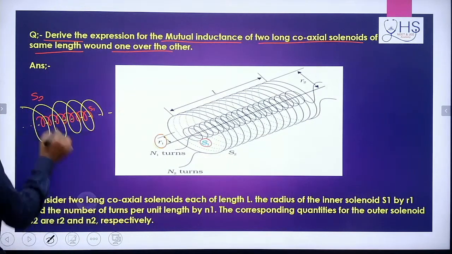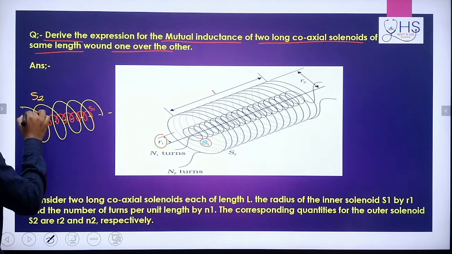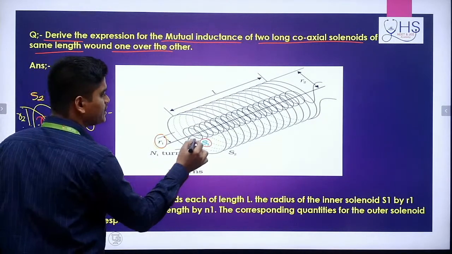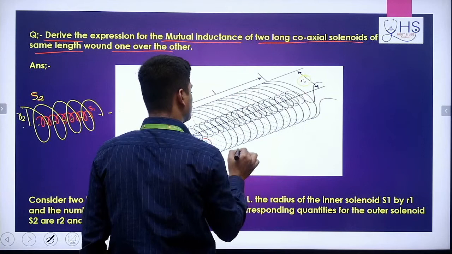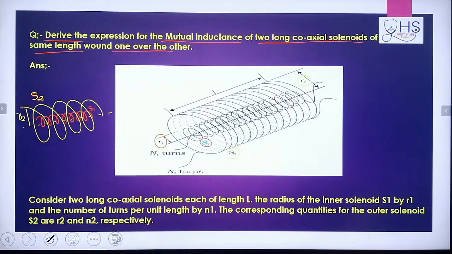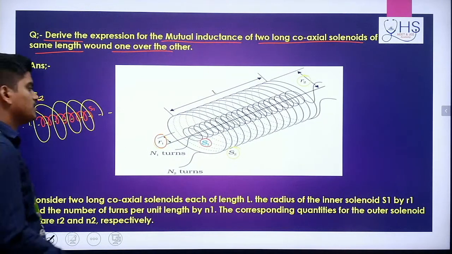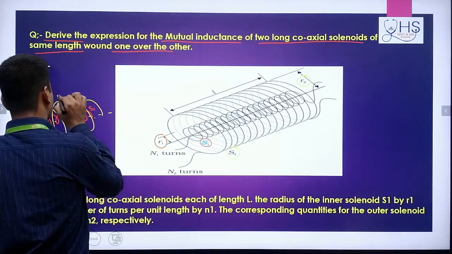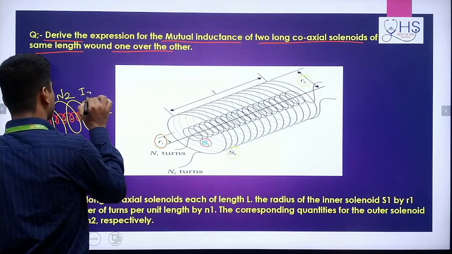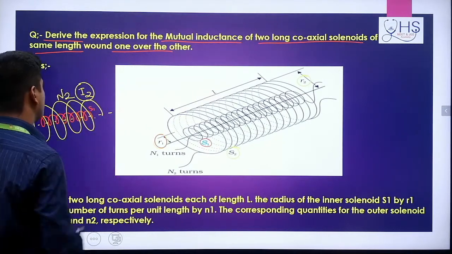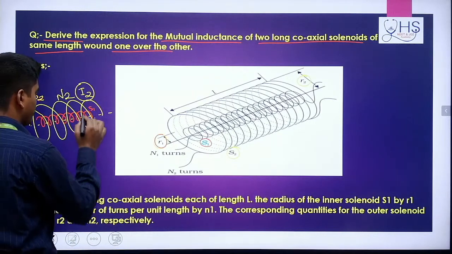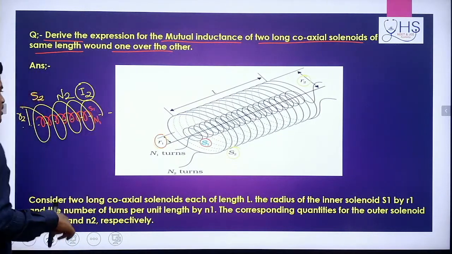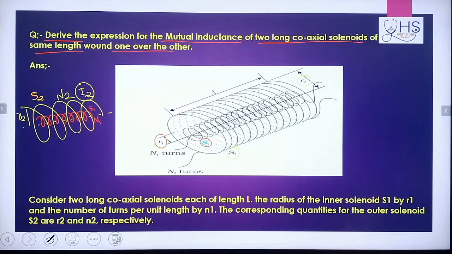The second solenoid, the yellow color, is S2. Its radius is R2. For S1, you write the number of turns as N1, and for S2, the number of turns is N2. And the current flowing in S2 is I2. And for the first coil, S1, the number of turns is N1.